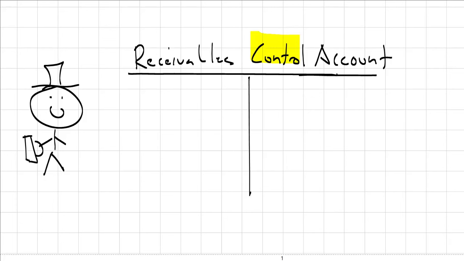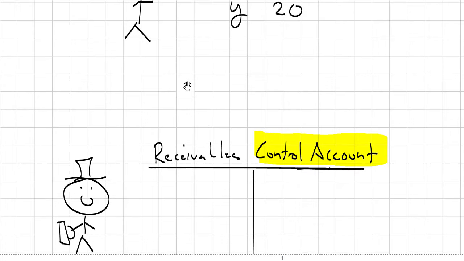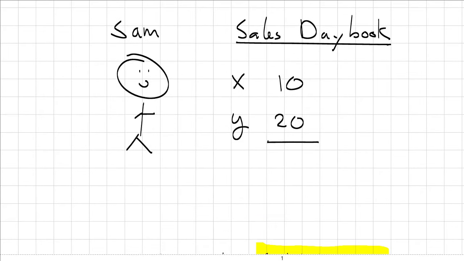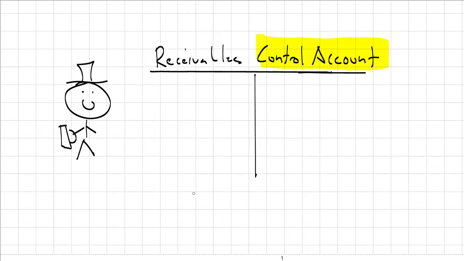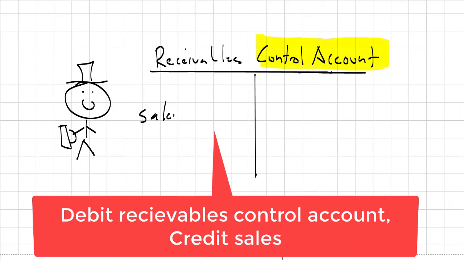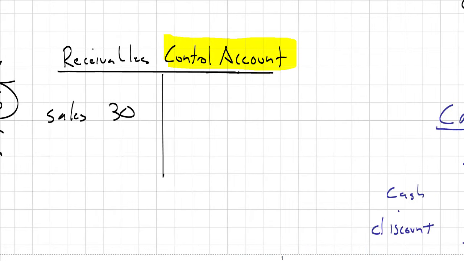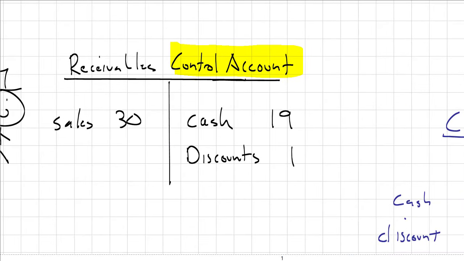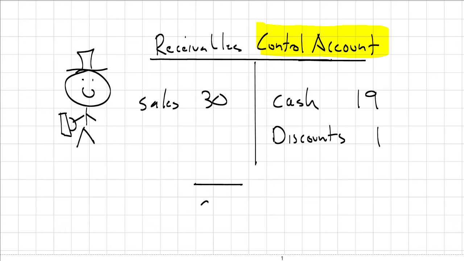What makes it a control account? Well, have a look at this. Andy will take the total from Sam's sales daybook, the 30. Okay, he can record that in his control account. Now, from Carl's work, he can take the cash received from our customers and the discounts that we allowed to our customers. Andy can then arrive at a closing balance for us, a carry forward balance of 10.